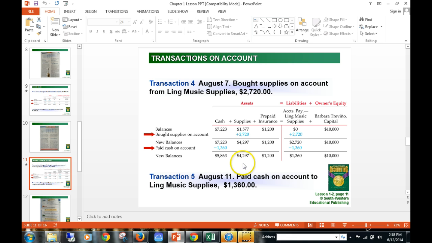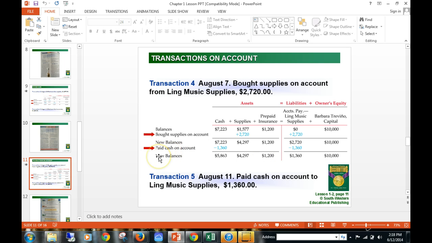$5,863, $4,297, $1,200, $1,360, and $10,000. These two sides equal each other, and that has to happen. If these two sides do not equal out, you need to go back and figure out where your errors are. Maybe you added it or subtracted it from the wrong account. If these totals do not add up to equal out each side, you need to go back and figure out which errors you made.